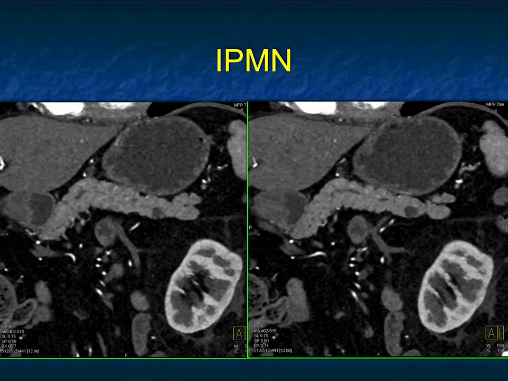You can see the pancreatic duct, and you can see a 1 centimeter cystic lesion by the tail of the pancreas.